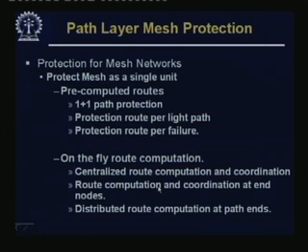Now, in the path layer and the mesh protection of mesh networks, we protect the mesh as a single unit, with pre-computed routes. That means all the possible routes and alternative routes are pre-computed: 1 plus 1 path protection, route per light path, or protection route per failure. We will discuss this later, but as I said, this is a costly alternative. Or what we might do is on-the-fly route computation, that means it is not pre-computed. As there is a failure, centralized route computation and coordination at end nodes, or distributed route computation. So, all these are possibilities.